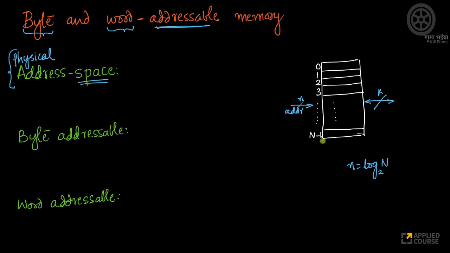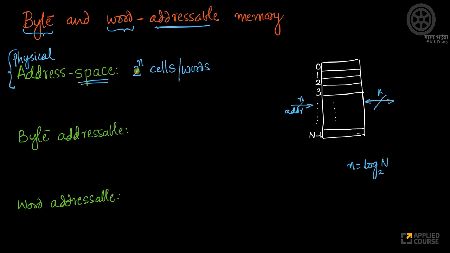a memory. Imagine a main memory which has 2 power n cells. If it has 2 power n cells or words, remember, each of these is a cell. And let's assume the addresses of the cells are 0 to N minus 1. The address is an n-bit address, and here your capital N, log of capital N base 2, is small n. Very simple concept here.